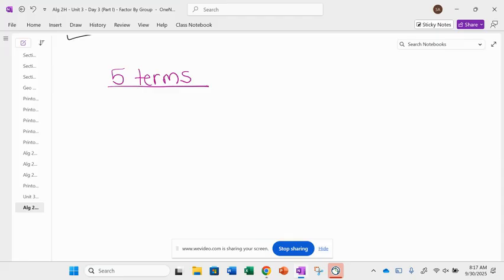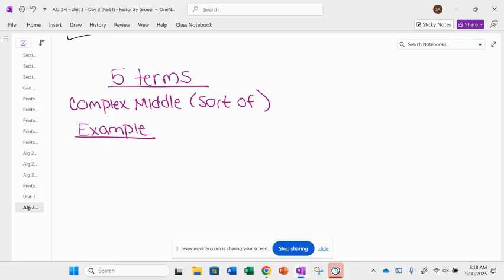So for 5 terms, it's going to be a complex middle, and then I'm going to put "sort of," sort of like a complex middle, just a little bit. So an example of this would be 2x squared minus xy minus y squared plus 6y minus 8.